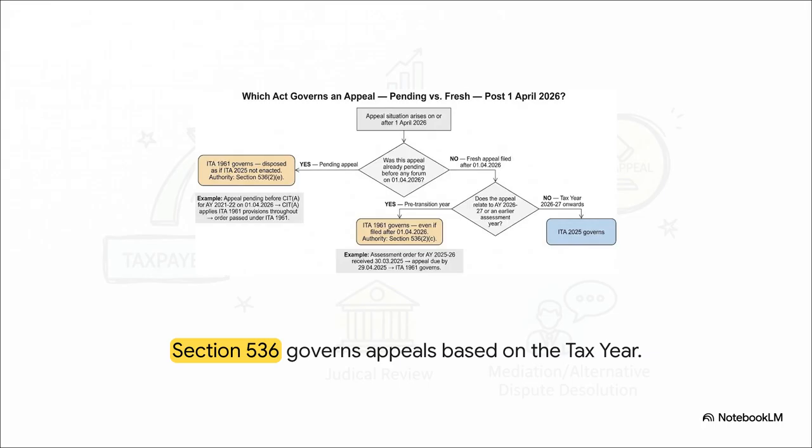The golden rule here is based on the tax year. According to Section 536, specifically subsections 2C and E, if an appeal was already pending before the transition, or if you're filing a fresh appeal for a pre-transition year, like assessment year 2025-26, it is going to continue to be governed entirely by the old Income Tax Act 1961. The 2025 Act procedures only kick in for tax year 26-27 and onwards.